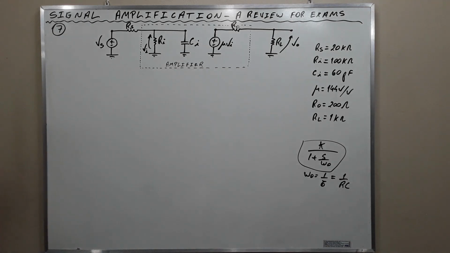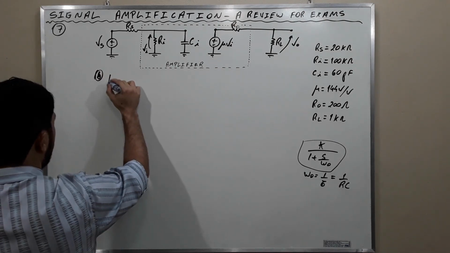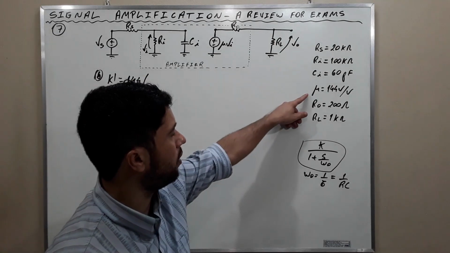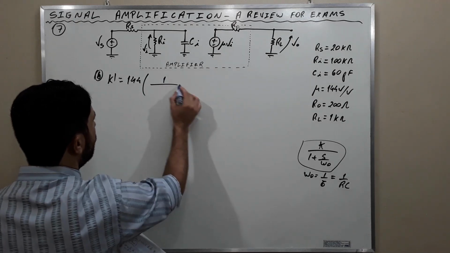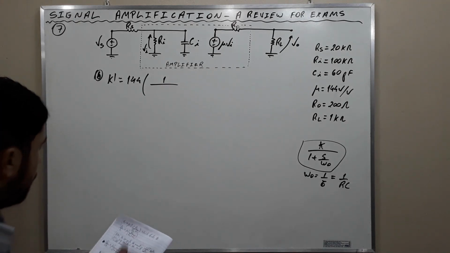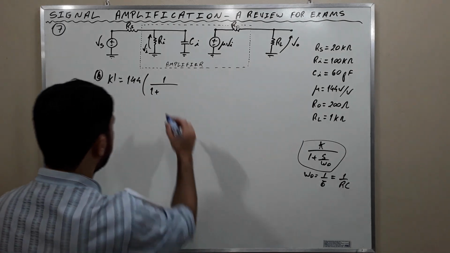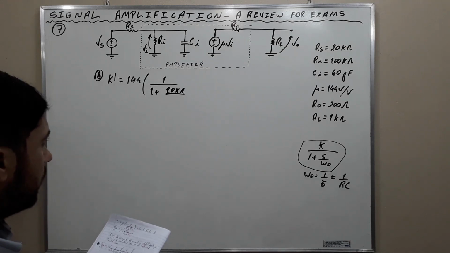Alright, what did letter B want? Calculate the values of the DC gain, the 3 decibels frequency, and the frequency at which the gain becomes 0 decibels. Alright, we're going to simply substitute the values for letter B. K prime is equal to 144, okay, 144 is the amplification factor, times 1 over 1 plus RS. RS was given as 20 kilo ohms divided by RI. RI 100 kilo ohms.